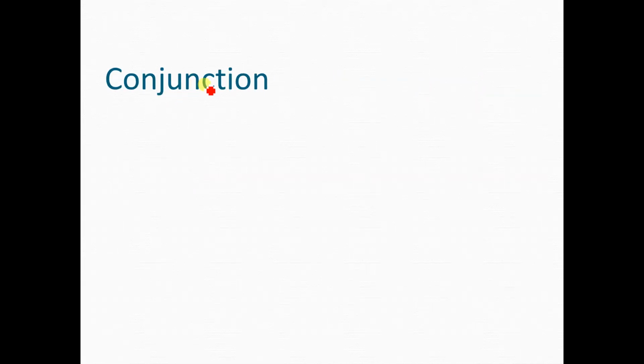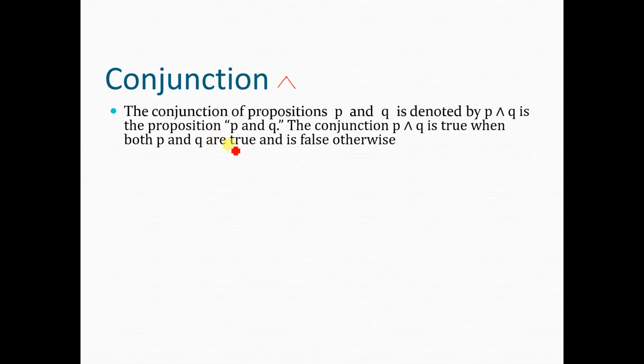Conjunction. The symbol for conjunction looks like this, a hat-like symbol. The conjunction of propositions P and Q is denoted by P ∧ Q, and is read as P and Q. The conjunction P ∧ Q is true when both P and Q are true. This is very important to note. It will help us make the truth table for this conjunction. It is false otherwise. So it is true only when P and Q both are true, otherwise it is false.